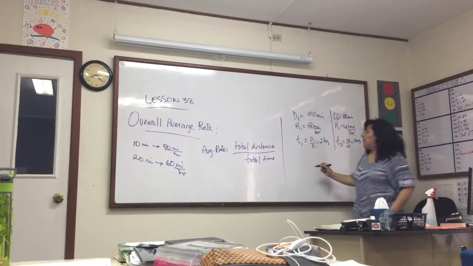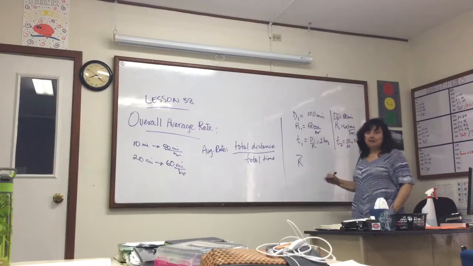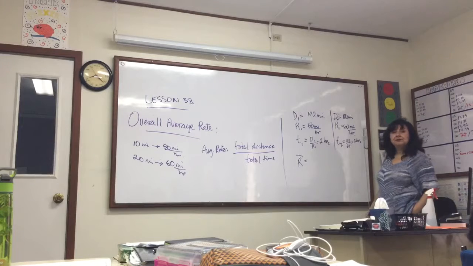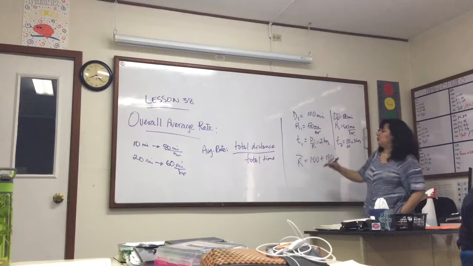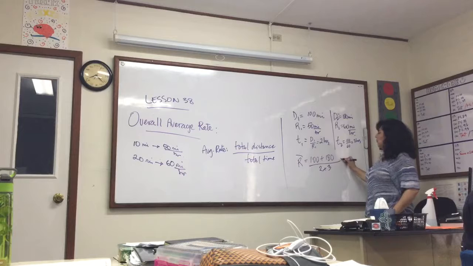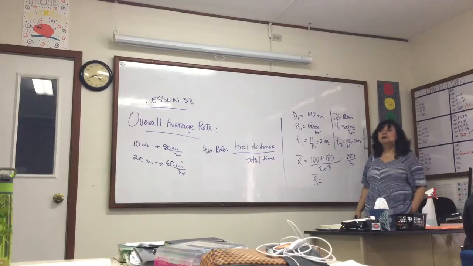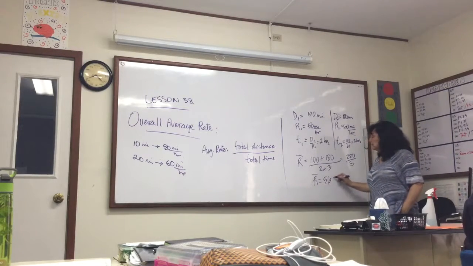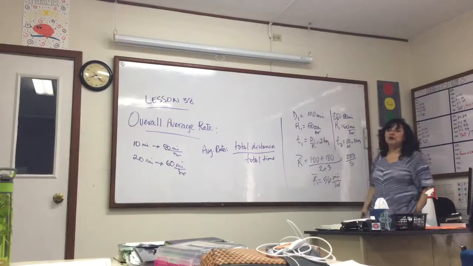So you want to know their average rate. Remember that the line on top of it means average. So average rate would be 100 plus 180 divided by 2 plus 3, because it's total distance divided by total time, for a total of 280 divided by 5. And that gives me an average rate of 56 miles per hour.